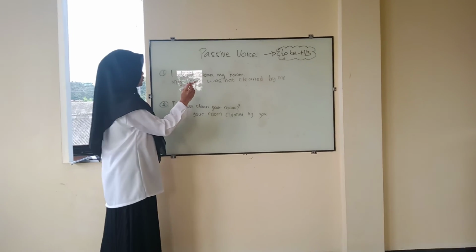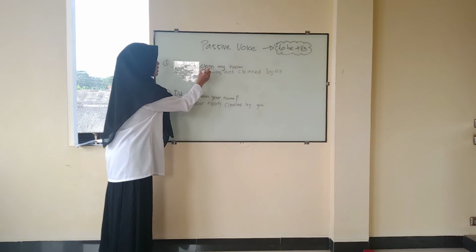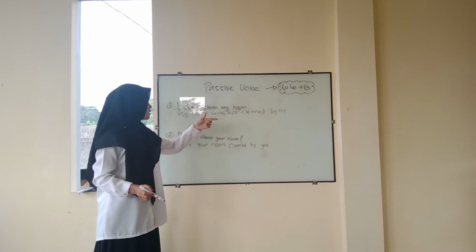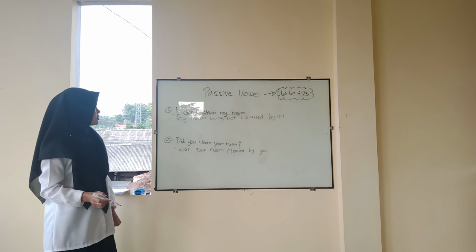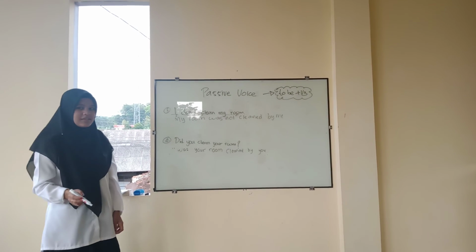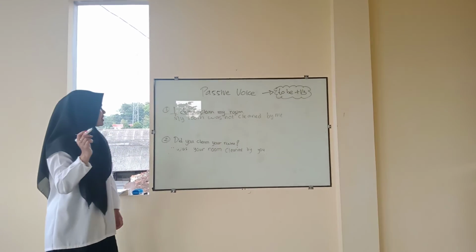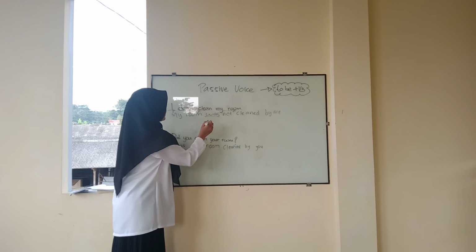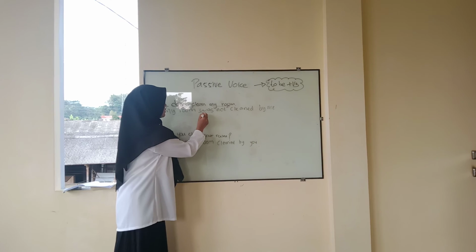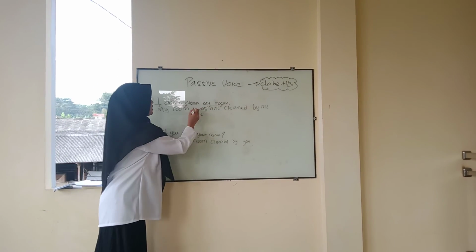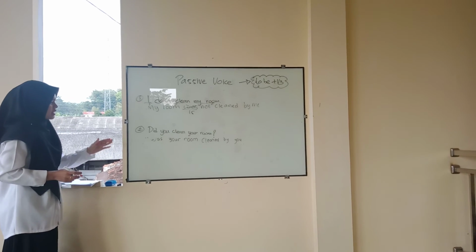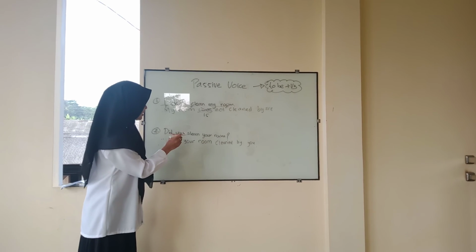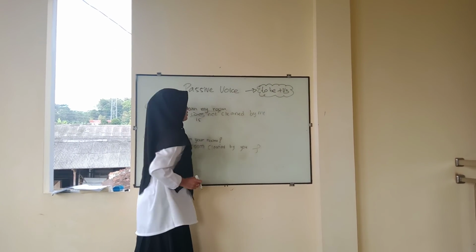I don't clean my room. I is the subject, don't clean the predicate, my room the object. My room was not cleaned by me. Okay, but I think for the to be it is false. It must be "is not". Okay, is not. But okay, you are trying your best. This is for number 2. If you clean your room, was your room cleaned by you? Okay, this is true.